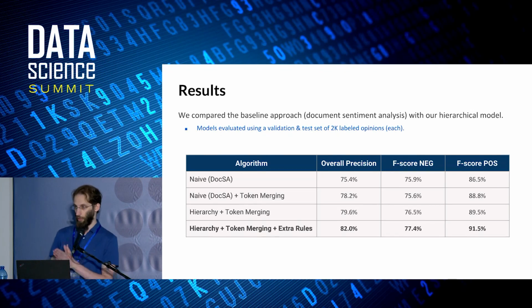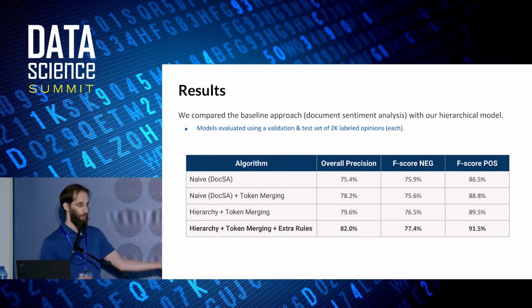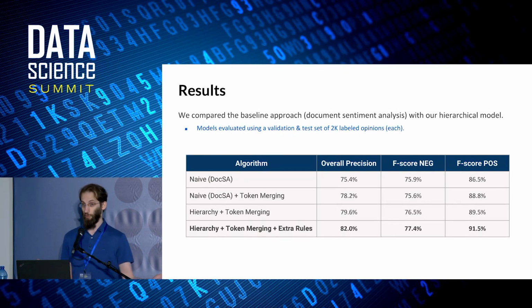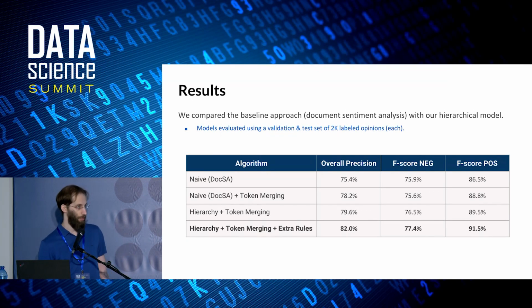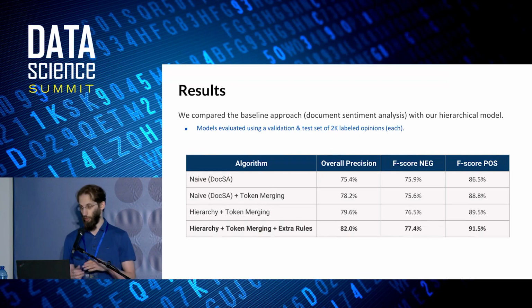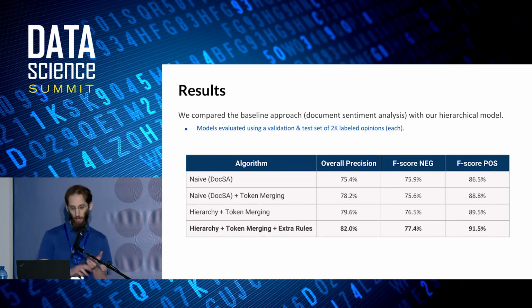So we started with a naive approach. The naive approach was a document sentiment analysis model that we used to classify the sentiment of reviews and gave us over 95% accuracy. But for the problem of opinion sentiment analysis, it gave lower results. Once we applied the token merging fix, it improved the results of the naive model. And when we used the hierarchy approach, we were able to further improve the results. The best results that we got is the hierarchy plus the token merging plus a few additional rules.